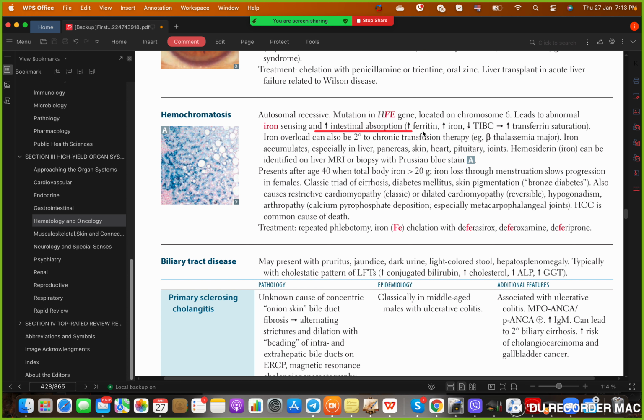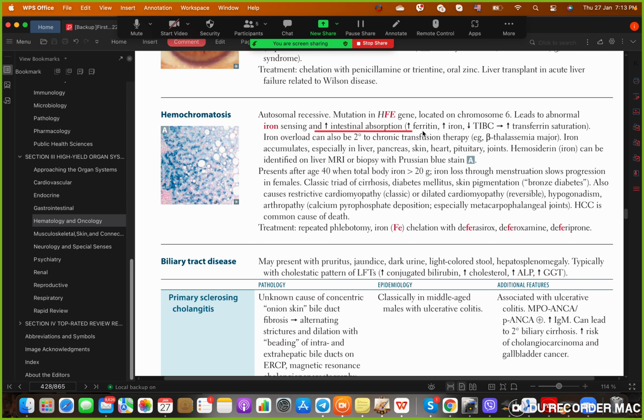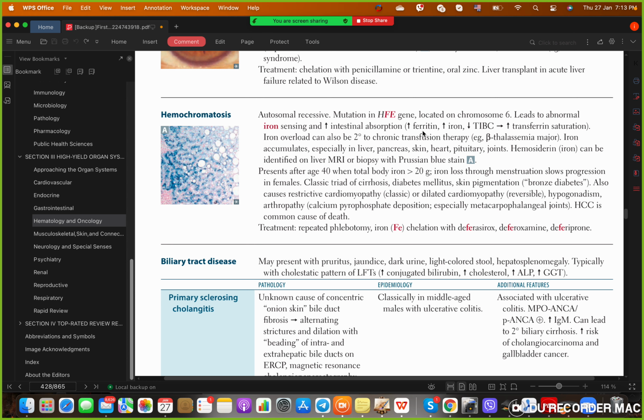So the next thing we have here is increased intestinal absorption, which leads to an increase in the iron and an increase in the ferritin. Okay, if we have so much iron, what will happen to the guy who transports iron and brings you more iron?